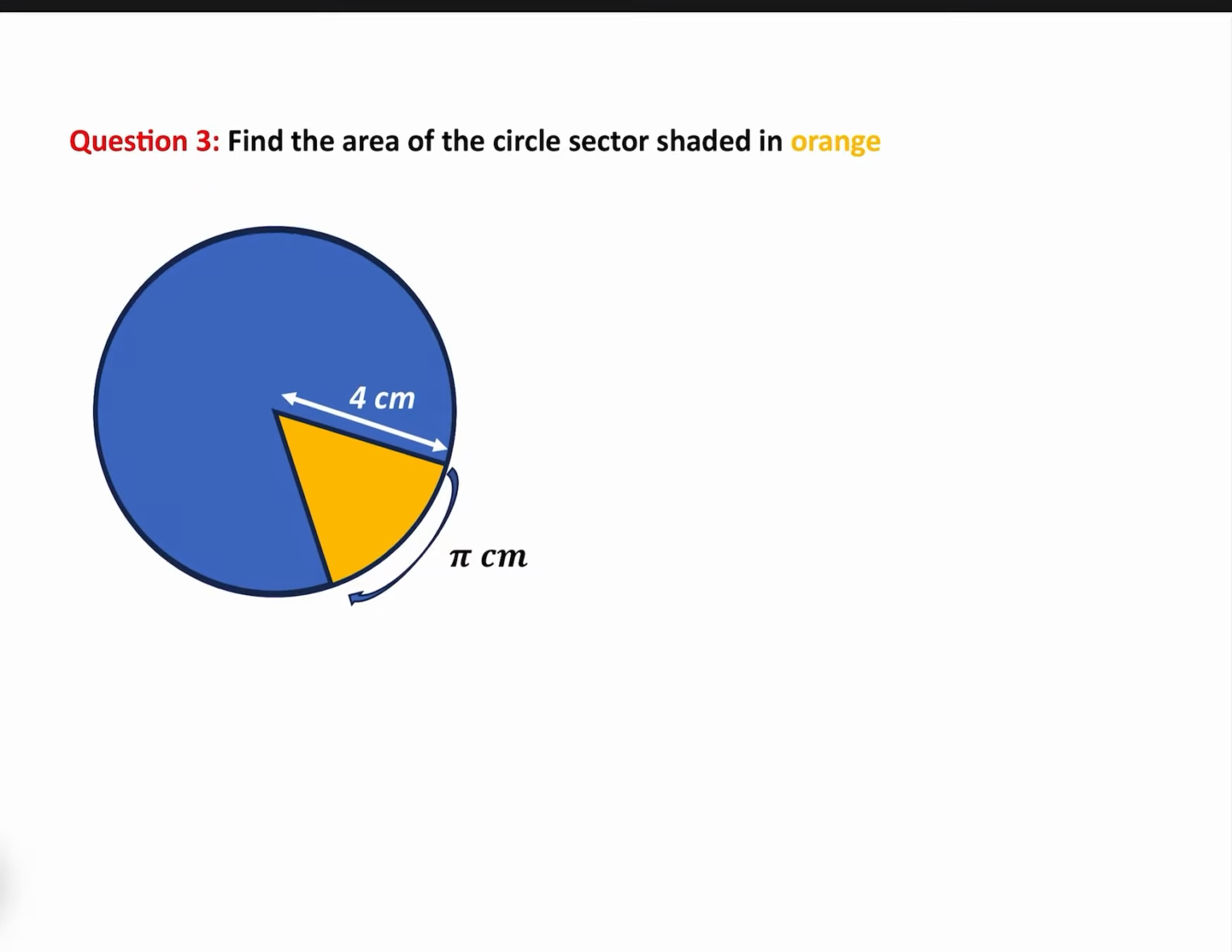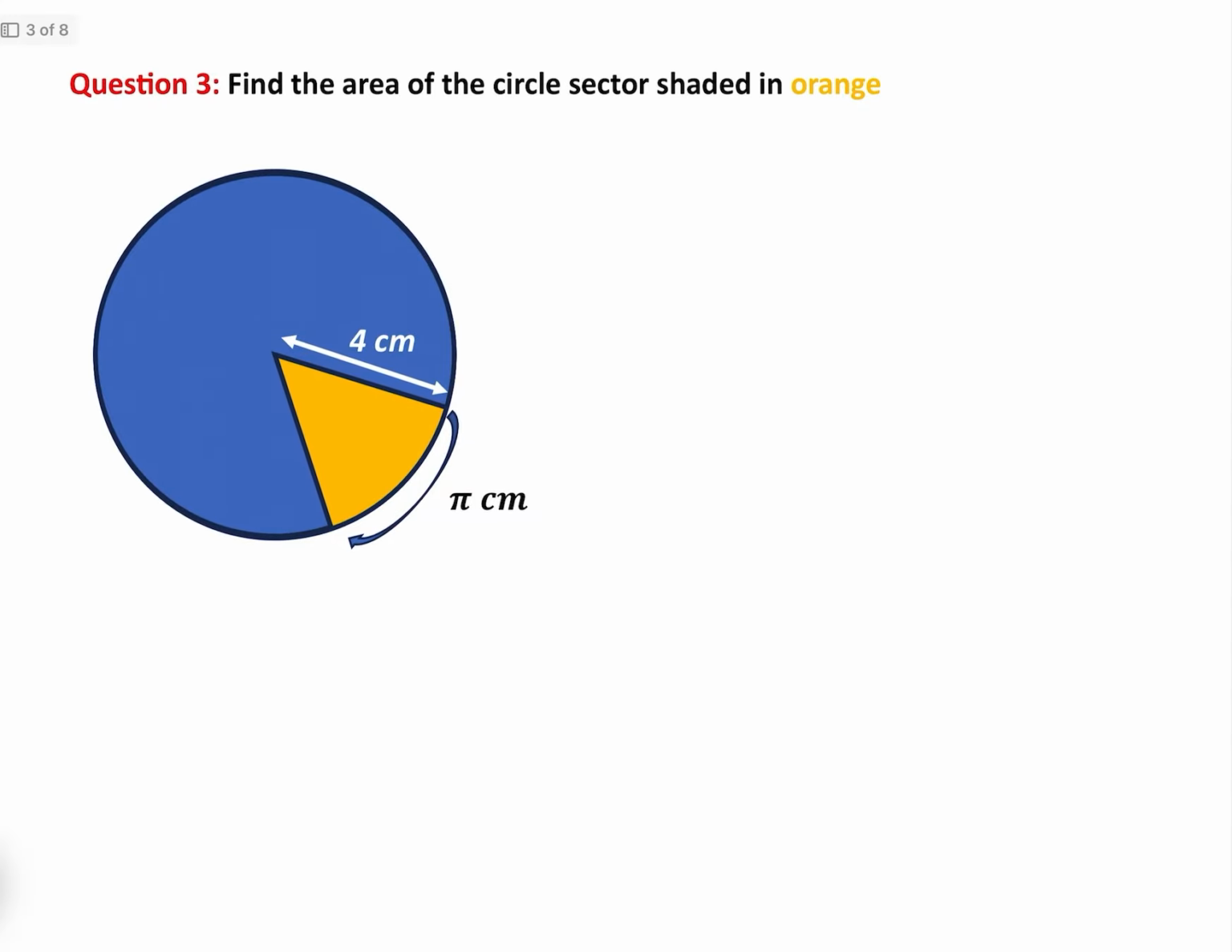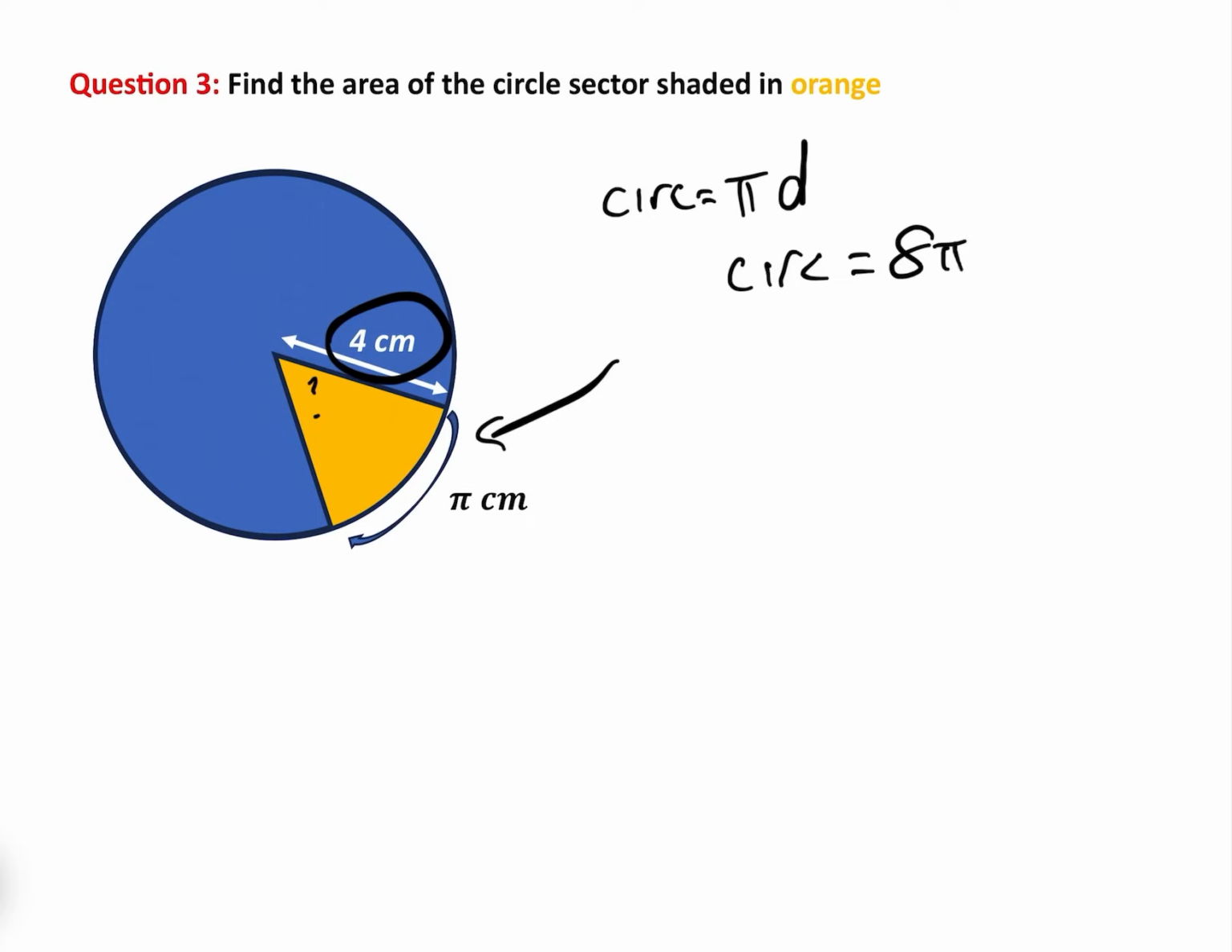Let's have a look. Question number 3. Okay, so pause the video if you so desire. Now this time they are giving us the circumference rather than the angle. So we're going to use the same ratio method. The circumference of the entire circle is pi times d, and the radius is 4. So therefore the circumference is equal to 8 pi centimetres.